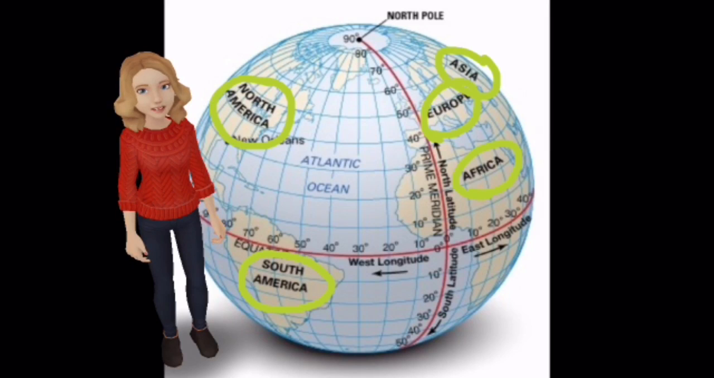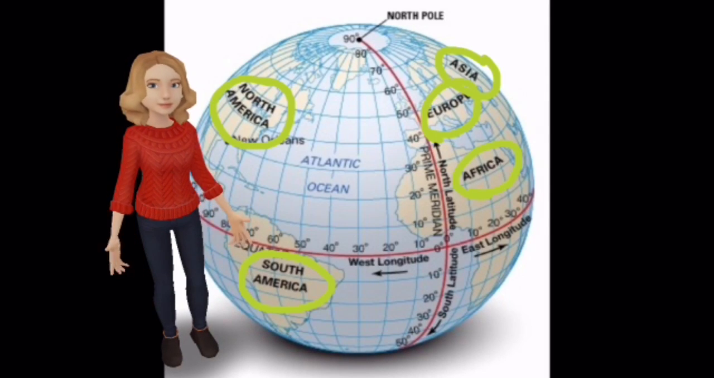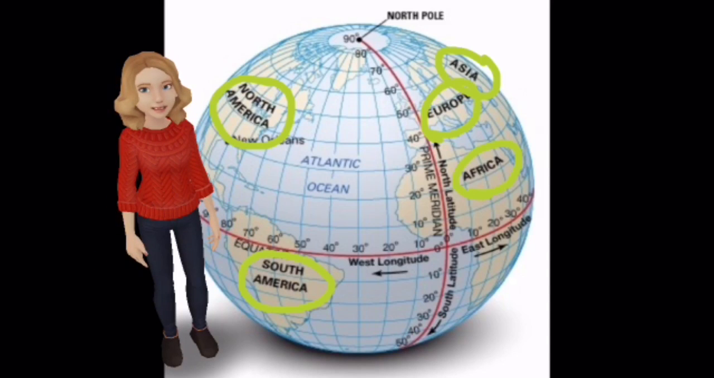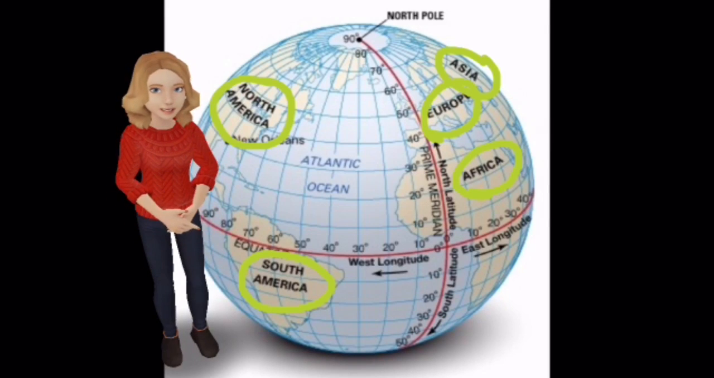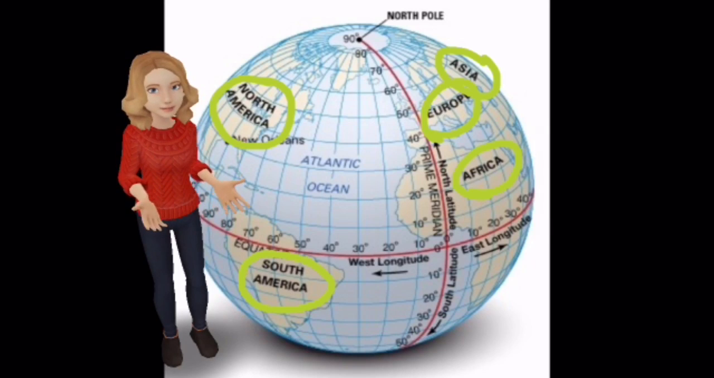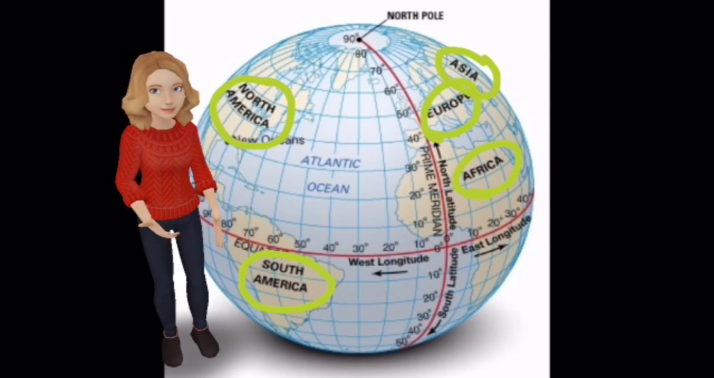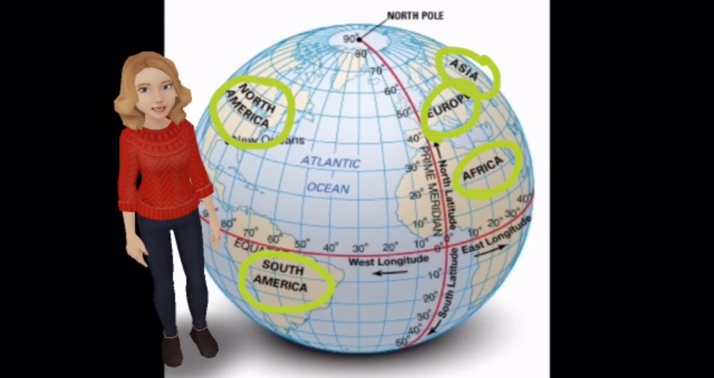Okay, that's 5 continents. We're only missing 2. What are they? Oh yes, Antarctica and Australia. Neither of those are shown on the map, so your job is to go find a globe and locate both continents. Figure out, are they in the northern hemisphere or the southern? Are they in the eastern hemisphere or the western?